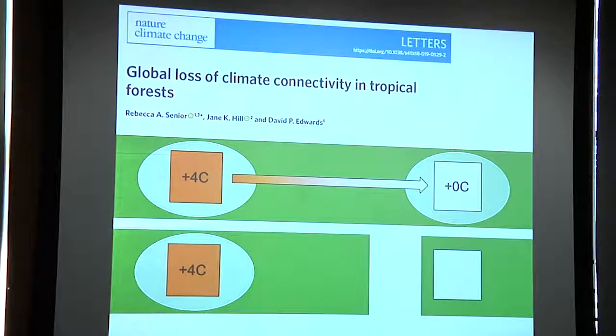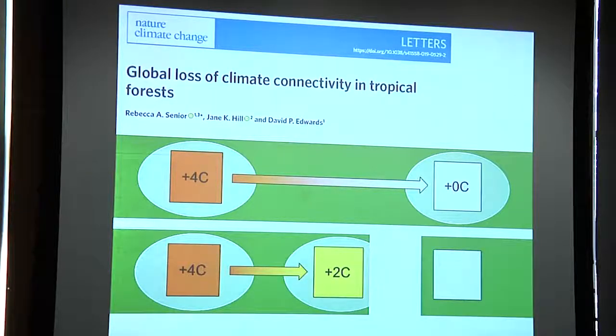The problem, of course, with so much deforestation occurring is that we may find the severing of this connectivity. So that species could endure 4 degrees C, it could move, but in this case now it can only get to a place that still means it will suffer 2 degrees Celsius of warming. It cannot reach its analogous climate anymore.